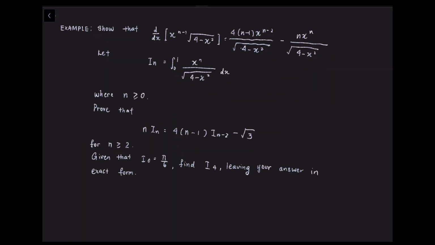Now we want to show that d/dx of x^(n-1) times square root of 4 minus x squared equals to this, and let I_n equal to this, and prove that nI_n equals 4(n-1)I_(n-2) minus root 3. Given that I_0 equals pi over 6, we want to find I_4, and we want to leave our answer in the exact form.